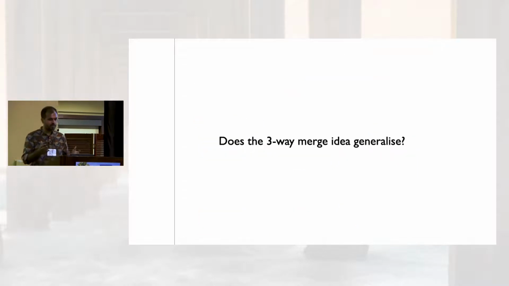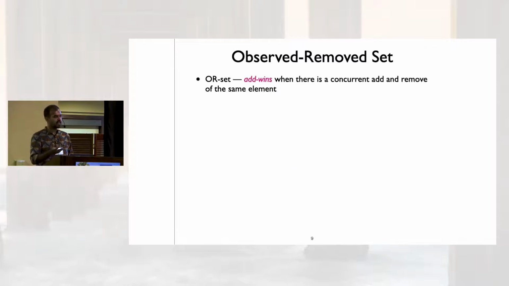So the question that we wanted to ask in this work is, does this three-way merge idea generalize? It sort of does. Let's take another data structure. This is a distributed version of a set, called an observed removed set. The idea here is that in a set, if you happen to have concurrent addition and removal of the same element, you have to do something, right? OR set says that because the remove has not seen the concurrent add, the add will win, right?